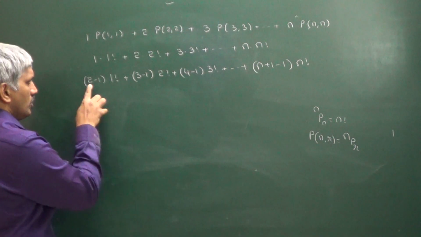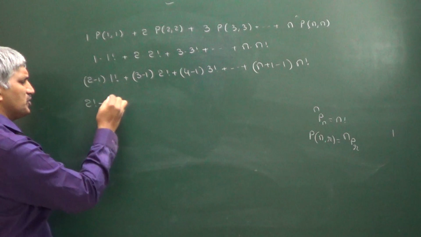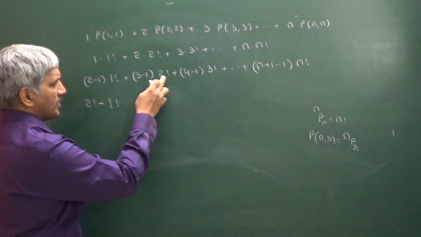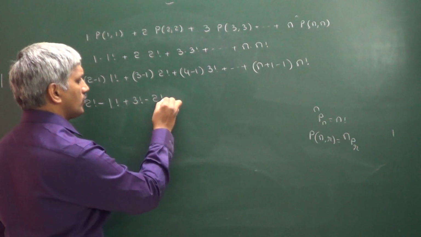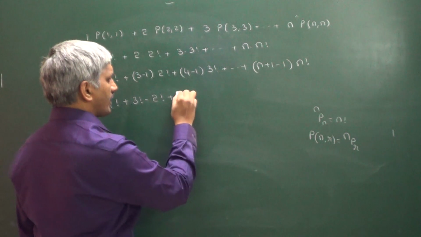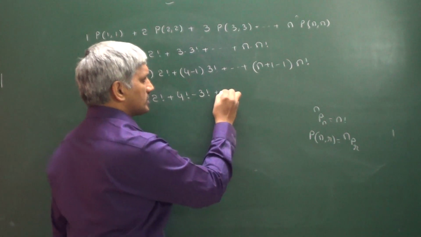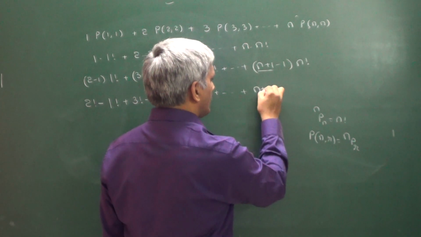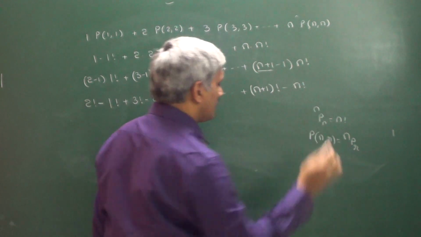Now multiply 2 into 1 factorial, which means 2 factorial minus 1 factorial. Again, 3 into 2 factorial is 3 factorial minus 2 factorial. 4 into 3 factorial is nothing but 4 factorial minus 3 factorial, and so on, plus (n plus 1) into n factorial, which is nothing but (n plus 1) factorial minus n factorial.